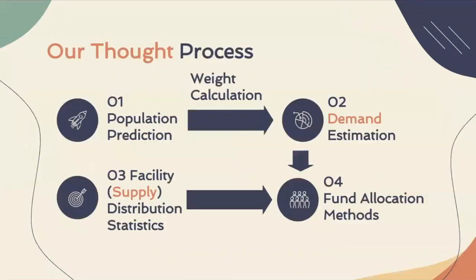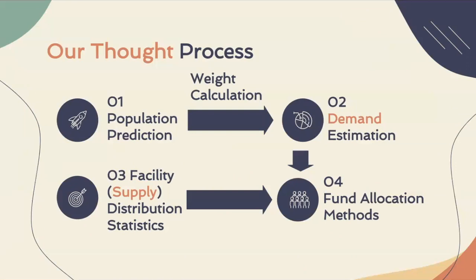We divided this challenge into two sub-problems. First, for the demand side, we need to predict the population size in 2020 and calculate the weights of different factors that influence the cancer rate. Second, we need to figure out the distribution of medical facilities, aka the supply side. Combining both sides, we developed three different models of fund allocation.